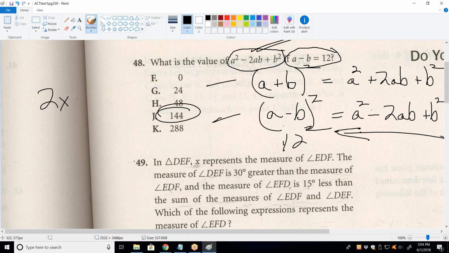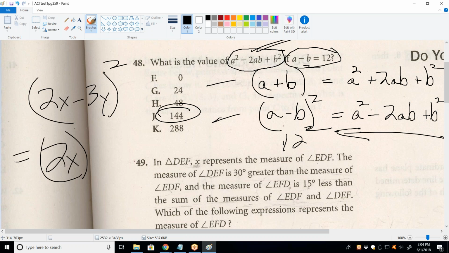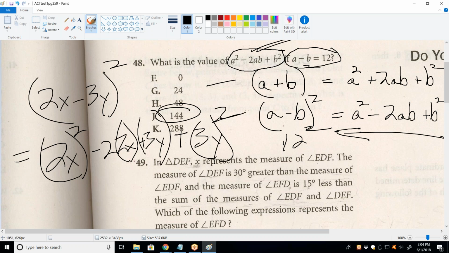And it doesn't have to be a minus b. It could be 2x minus 3y. If I'm squaring that, the answer is going to be 2x squared minus 2 times 2x times 3y plus 3y squared. That's why it's so valuable. It doesn't just work when you have a plus b. It works when you have any binomial. Whenever you're squaring a binomial, you want to know both of these formulas.